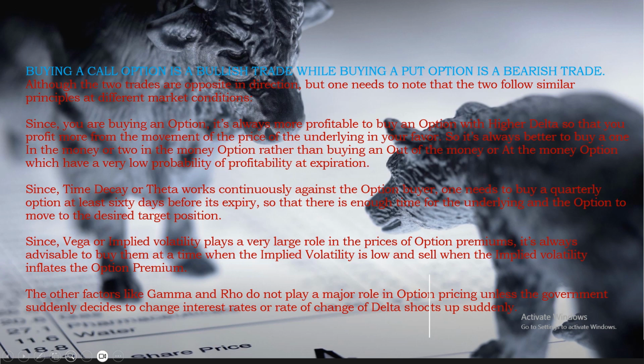Since Vega or implied volatility plays a very large role in the prices of option premiums, it's always advisable to buy them at a time when the implied volatility is low and sell when the implied volatility inflates the option premium. The other factors like gamma and rho do not play a major role in the option pricing unless the government suddenly decides to change interest rates or the rate of change of delta shoots up suddenly.